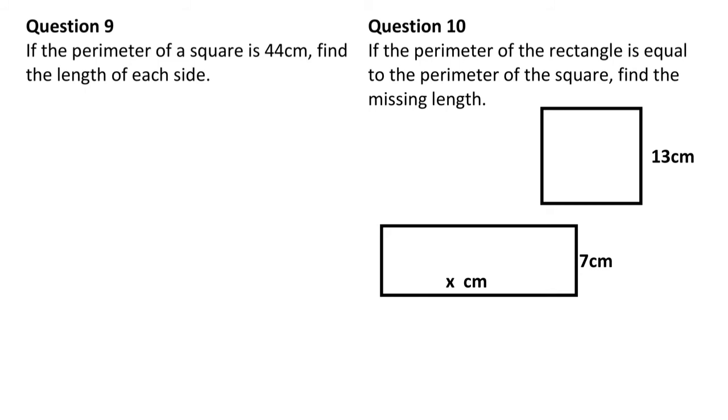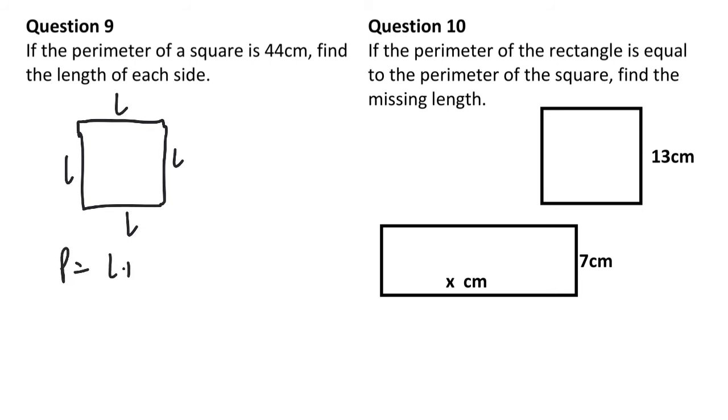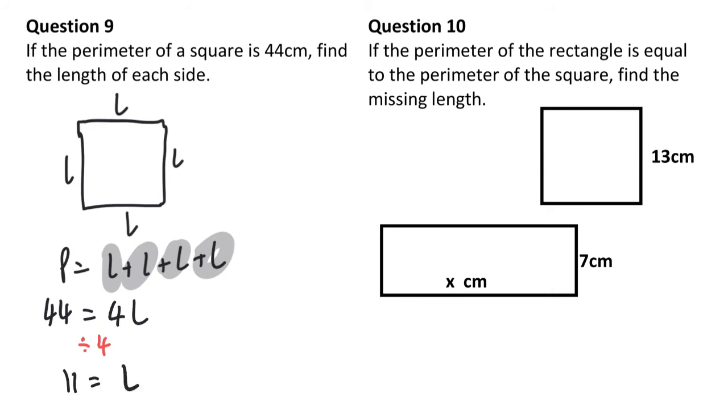So I'm going to draw a quick square. And what we know is the lengths are all the same, so they could all be L. So perimeter is the length around the outside, so it's L plus L plus L plus L. We know the perimeter is 44, so we're going to say 44 equals, and then combining these together, L plus another L plus another L is 4L. And then if we divide by 4, that gets us what 1L is, and we get L equals 11.